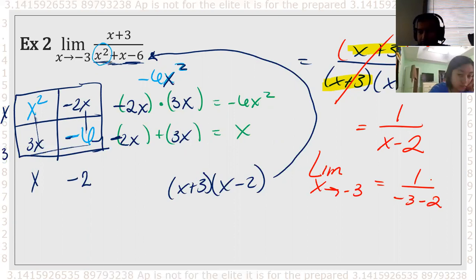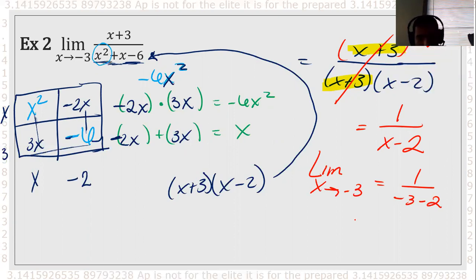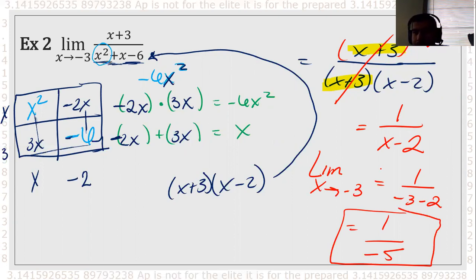So what would that give me, guys? -1/5. The 1 stays on top, and -3 minus 2 is -5. That is your solution. Let me check the chat, please. Any questions, guys? I'll give you a couple of seconds in case you need to write that down.